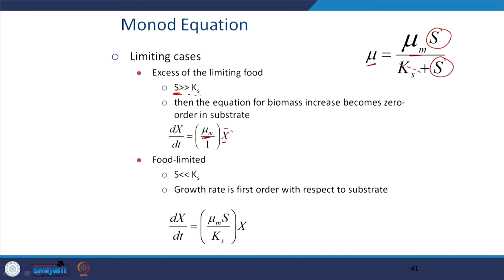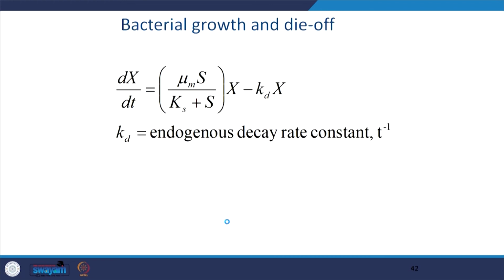So it is only dependent upon the amount of cells. But if food is less, say S is far less than Ks, what is going to happen? Mu is going to be equal to mu max into S by Ks. So it is then very much dependent upon the food, and it is first order. That is what we see, and these are the two limiting cases here.